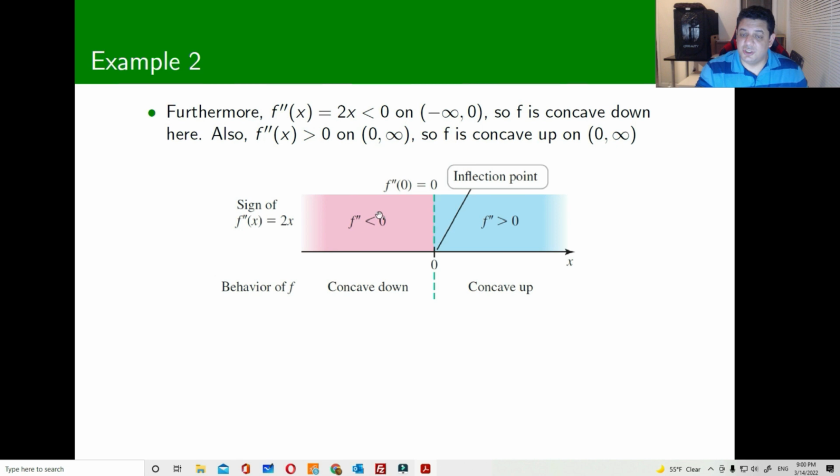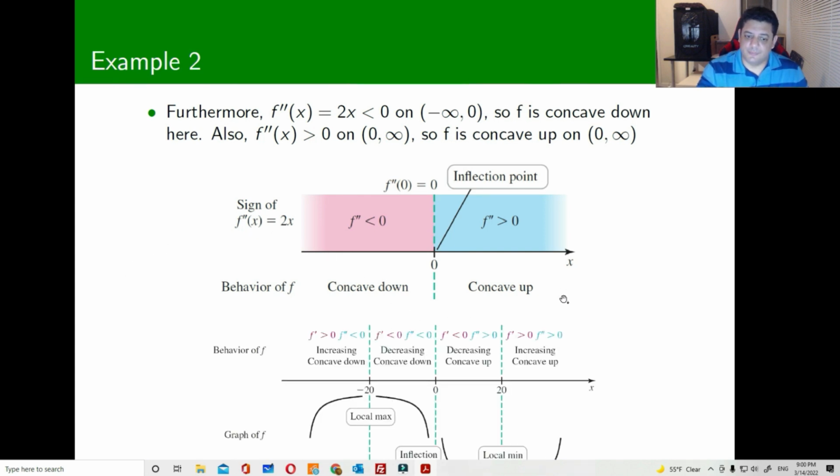Notice there is a change in concavity at 0. So this is an inflection point, and I know that there is a change in the concavity there from concave down to concave up. So it's doing something like this. And we can summarize that behavior as something like this here. We have the local maximum here, the inflection point, and then the local minimum here.